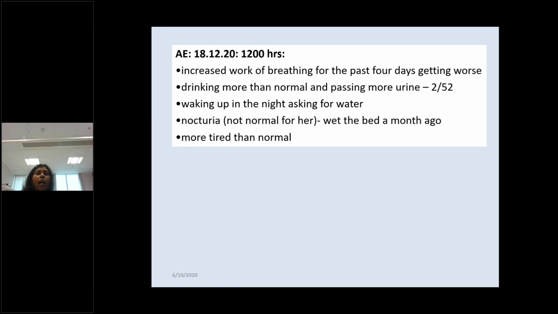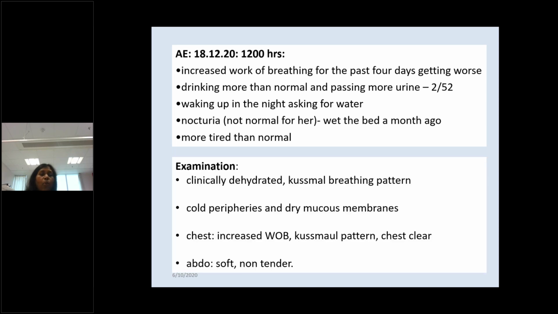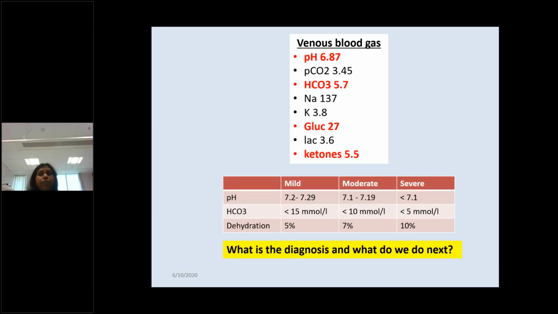The next morning, she attended A&E because of increased work of breathing, which was getting worse. At that time, more history was taken, and it turned out that she's polyuric and polydipsic, and she is nocturic as well, and she's more tired than normal. On examination, she was clinically dehydrated, with cold peripheries and dry mucous membranes. Her chest was clear, and the abdomen soft and non-tender.